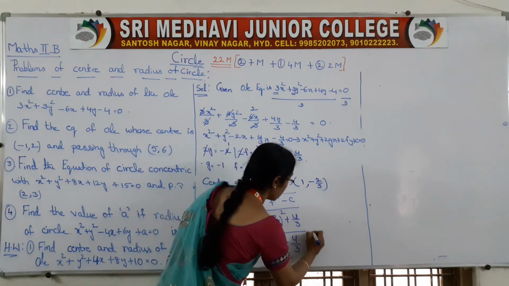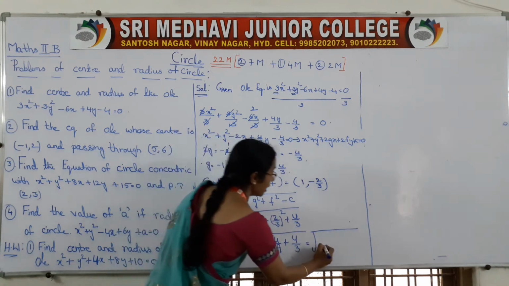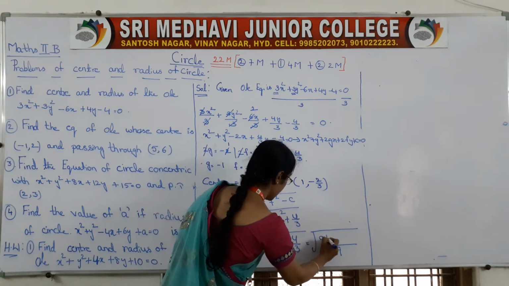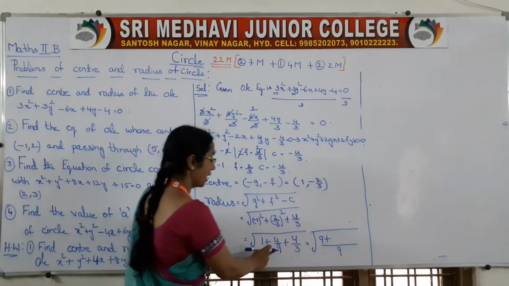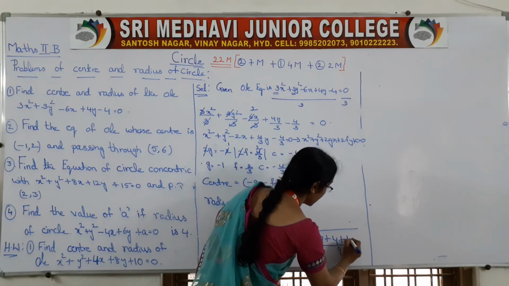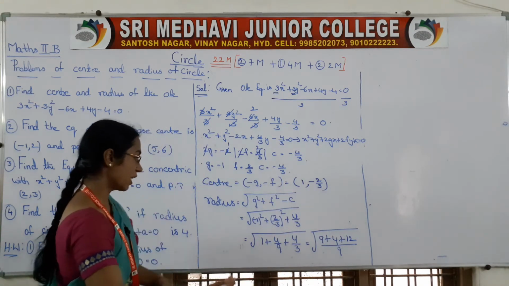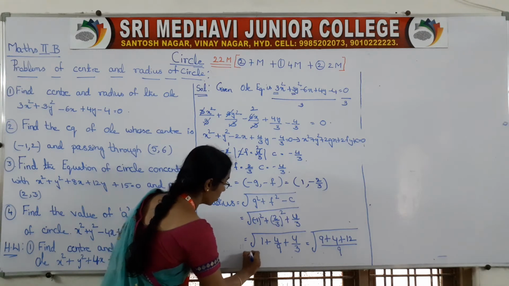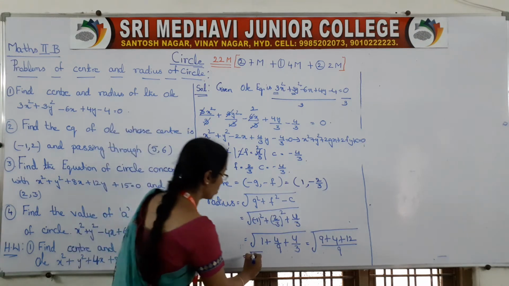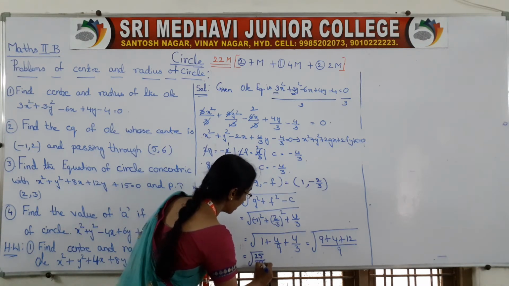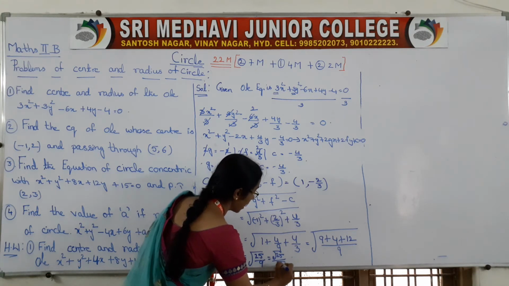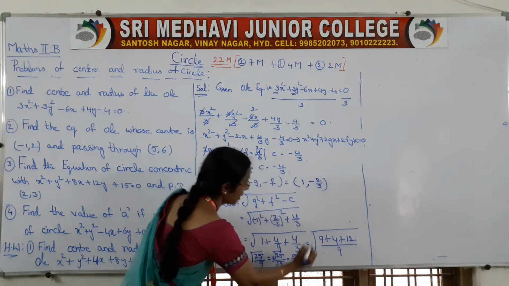Taking the LCM for these values, your LCM value is 9. So here 9 ones are 9, plus here this is 9, so 4. Here 3 threes are 9, so we have to multiply 4 by 3, 4 threes are 12. So what is the final value? Root of how much? 9 plus 4, 13. 13 plus 12, 25 by 9. Take the roots separately for 25 as well as for 9. It is 5 by 3.